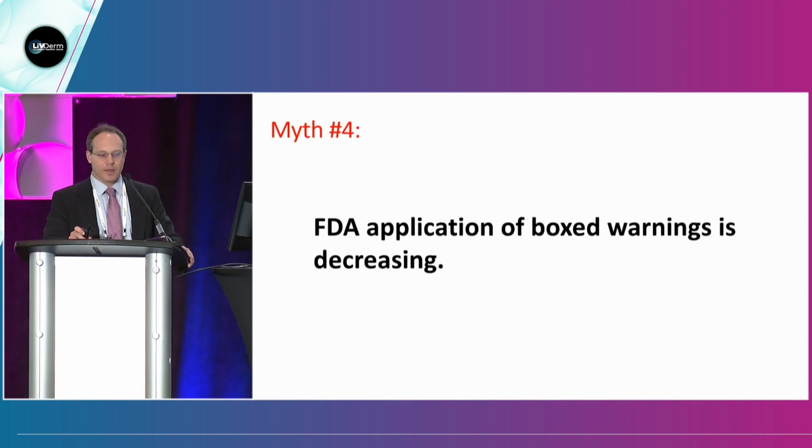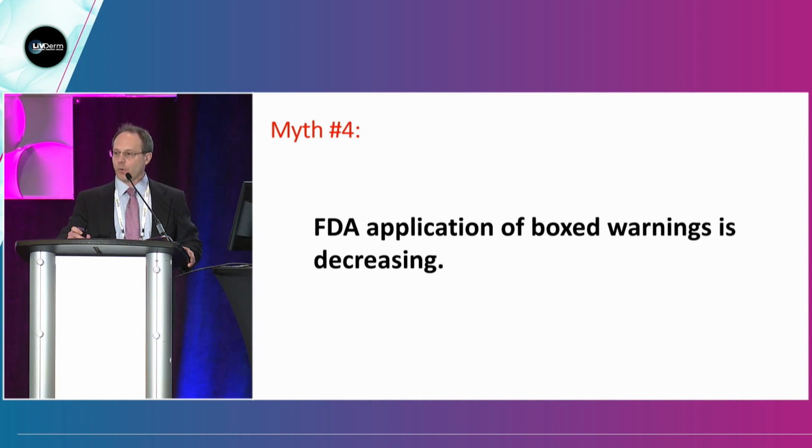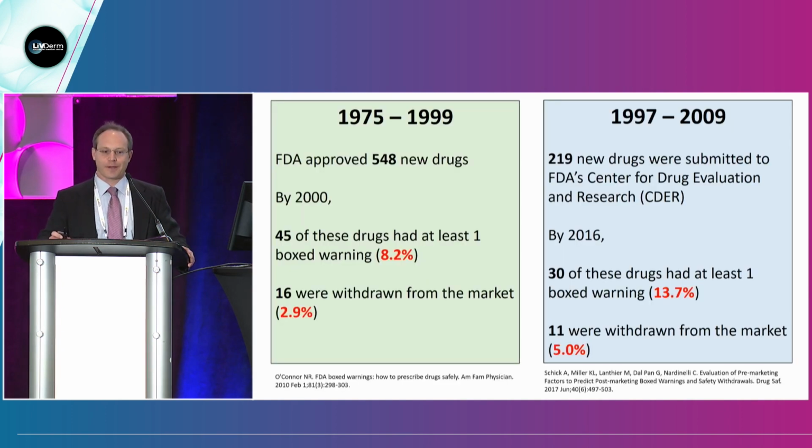Myth number 4, the FDA application of boxed warnings is decreasing. Well, let's look. Between 1975 and 1999, the FDA approved 548 new drugs. By the year 2000, 45 of these drugs had at least one boxed warning. That's a little over 8%. 16 were withdrawn from the market, around 3%.